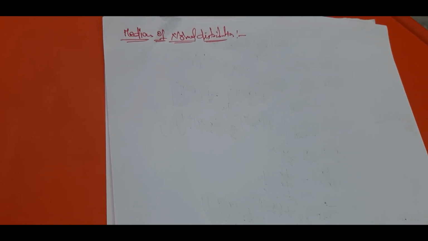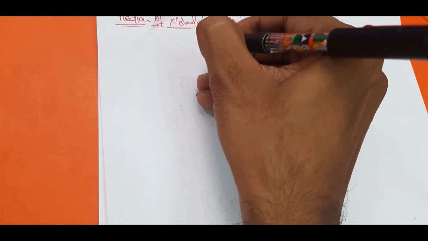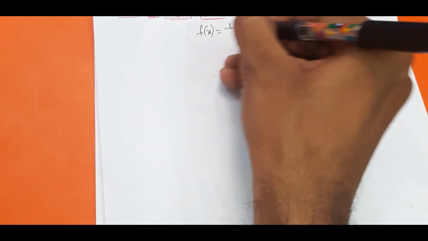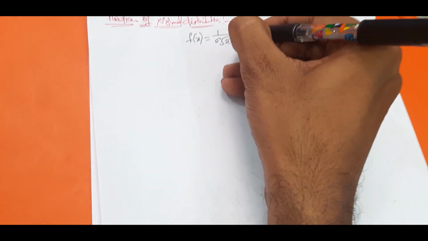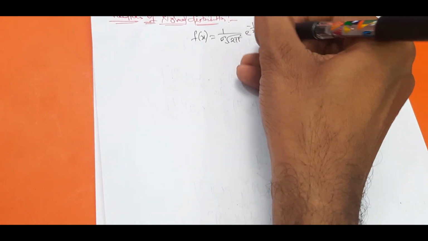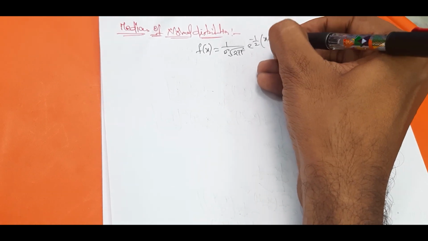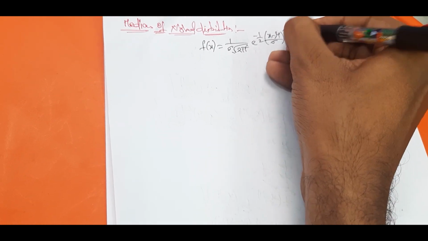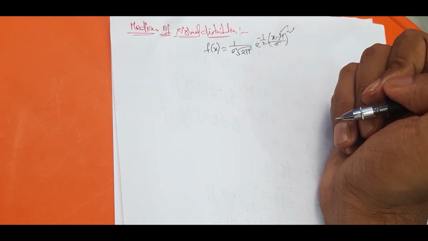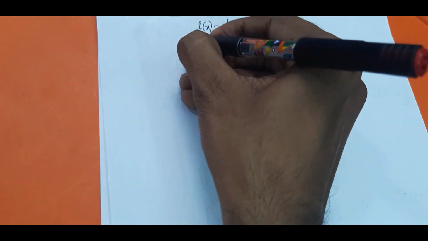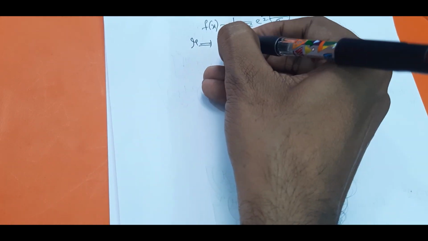So you already know the median for the normal distribution. The formula for f of x will be equal to 1 divided by sigma into root 2 pi, into e power minus 1 divided by 2 x minus mu divided by sigma whole square, where this mu is the median of the normal distribution.